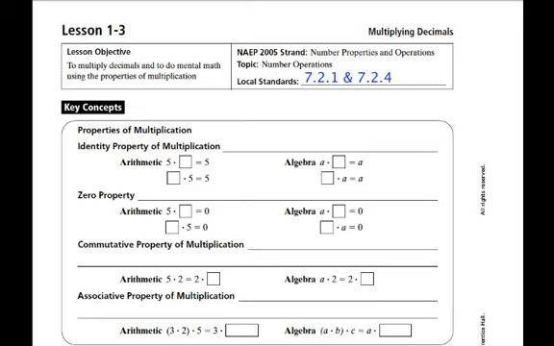We're continuing with the same Indiana academic standards, 7.2.1 and 7.2.4. Tonight, though, we're going to be multiplying decimals, and we're still going to use estimation to check for accuracy. We have several properties again tonight.